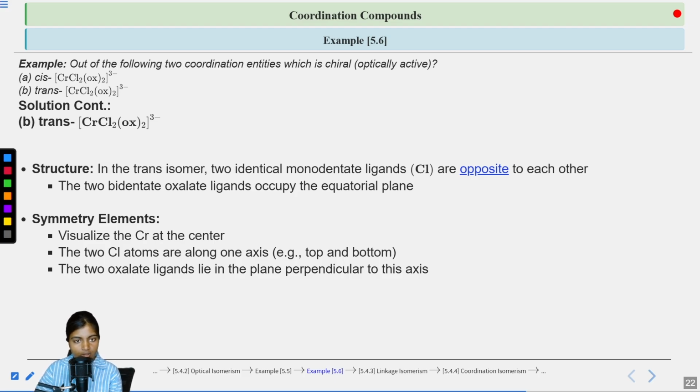The four bonds are going to be present in the horizontal plane, and there is one axis coming out of the plane and one axis going below the plane, right? But along this axis, in the top and the bottom positions, we have two chlorine atoms already occupied. The remaining positions, which are present in the horizontal plane, are going to be occupied by two oxalate ligands, which are perpendicular to the axis.